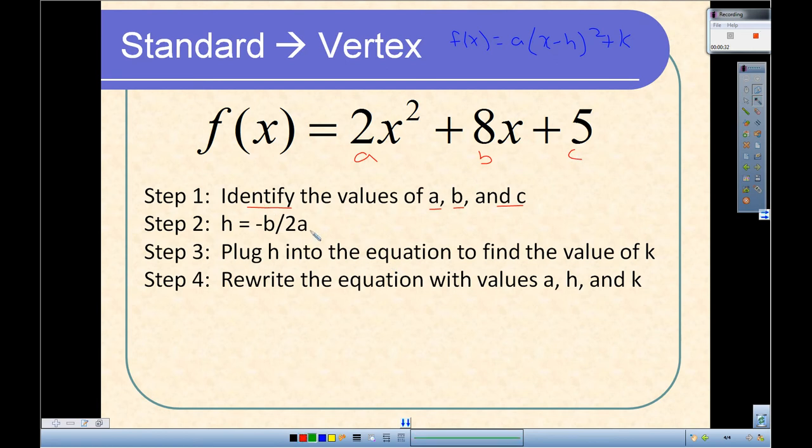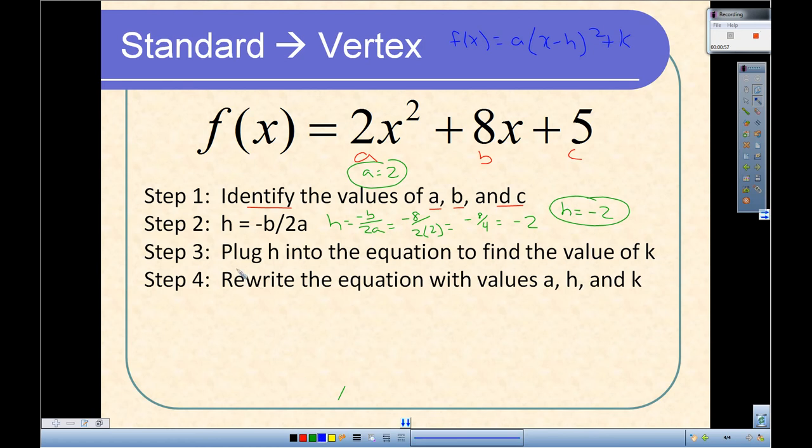The next thing I'm going to do is identify what h is. H is negative b over 2a. Since b is 8, negative b would be negative 8 over 2 times 2, so that would be negative 8 over 4, which would divide and give me negative 2. So my value for h is negative 2. My value for a is 2. So a is 2 and h is negative 2.